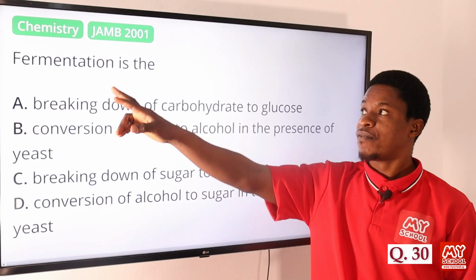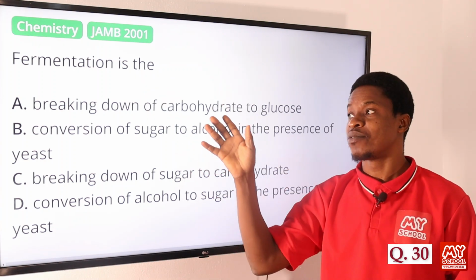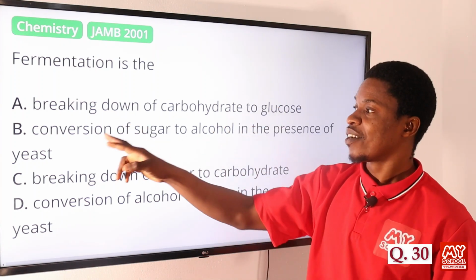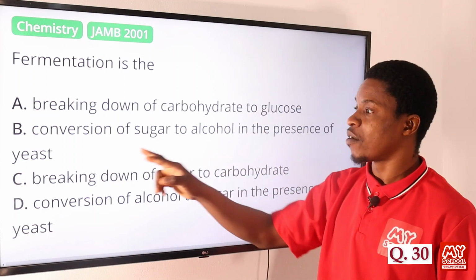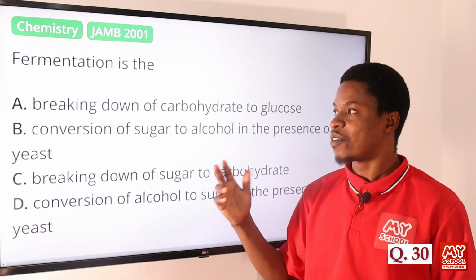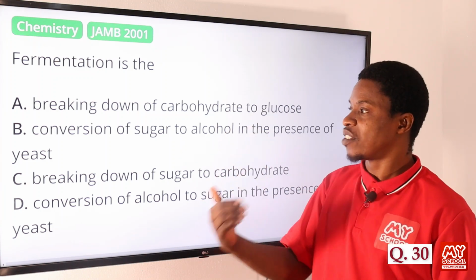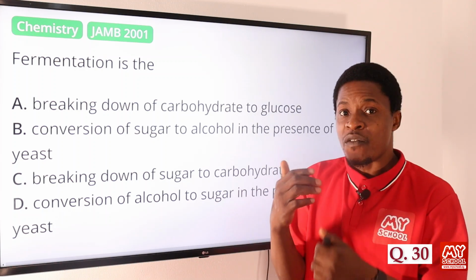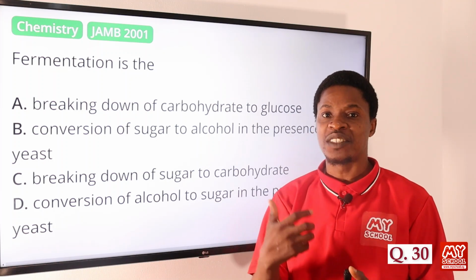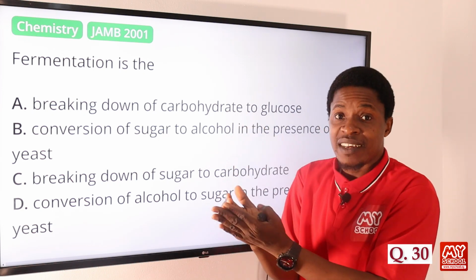Question 30. Fermentation is the what? If you know the definition of fermentation, then you can answer this question without an issue. It says breaking down of carbohydrate to glucose, conversion of sugar to alcohol in the presence of yeast, breaking down of sugar to carbohydrate, conversion of alcohol to sugar in the presence of yeast. Of course, you can use the elimination method. The fermentation process has to do with a conversion of sugar into alcohol. It ferments. Of course, the word ferment is not big grammar. We have sugar fermenting.